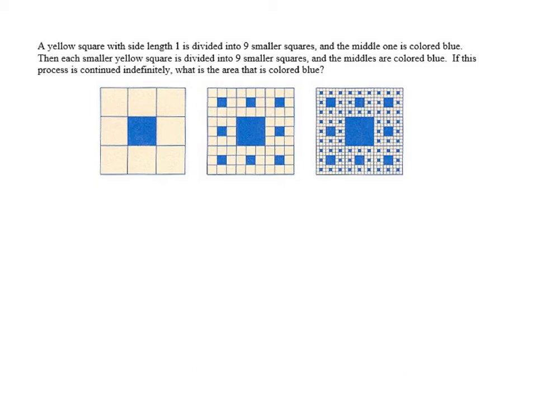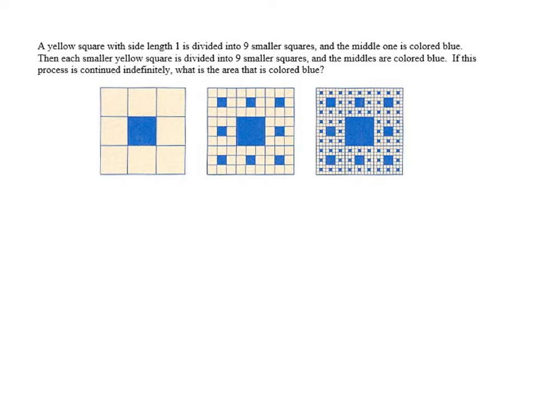A yellow square with side length 1 is divided into 9 smaller squares, and the middle one is colored blue, which we can see here. Then each smaller yellow square, of which there are 8, is divided into 9 smaller squares, and the middles are colored blue. If this process is continued indefinitely, what is the area that is colored blue?